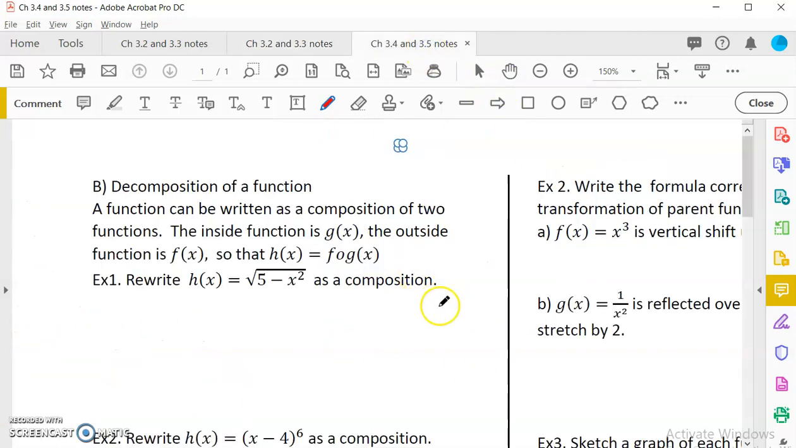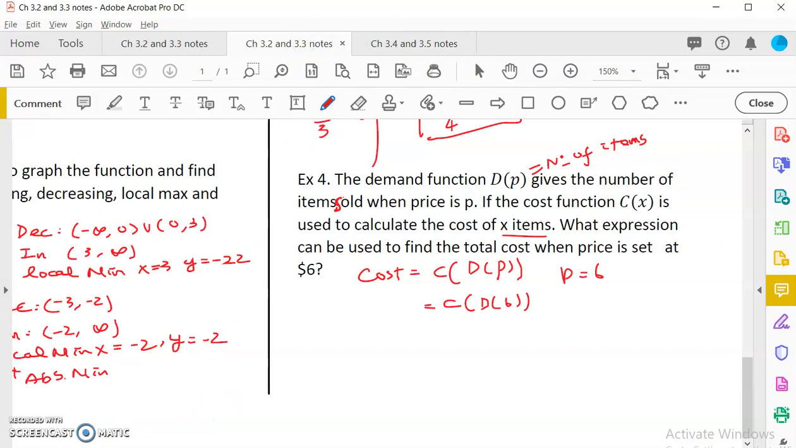In the next section, we'll talk about decomposition. But it would be in the second part of 3.4.